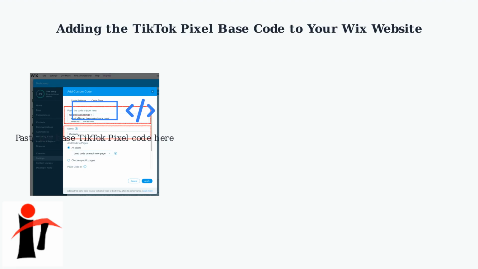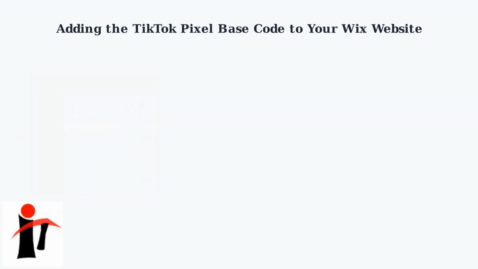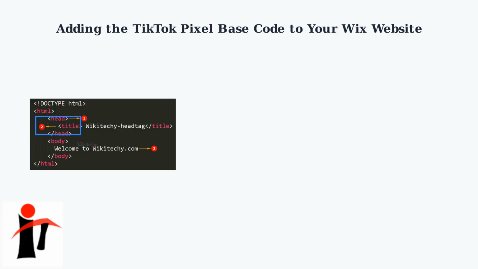Under Head, paste your TikTok pixel base code. This code includes your unique pixel ID and ensures the tracking script loads on every page of your website. Make sure to select all pages so it applies site-wide. The Head section is crucial because code placed here loads before the page content, allowing the pixel to track user interactions from the moment the page starts loading.